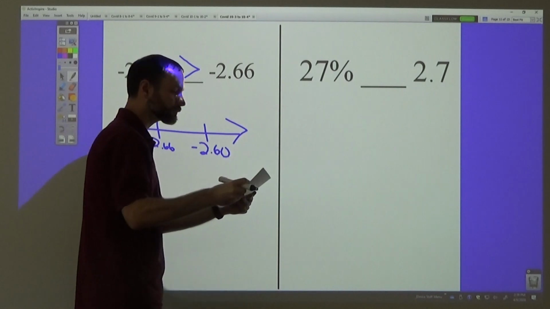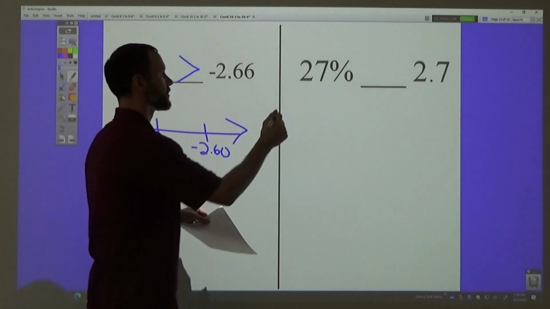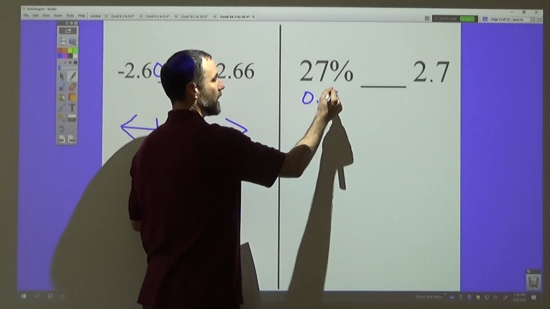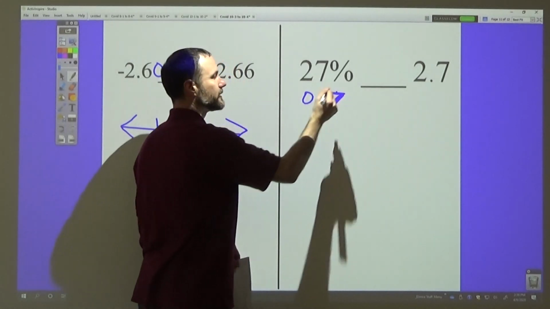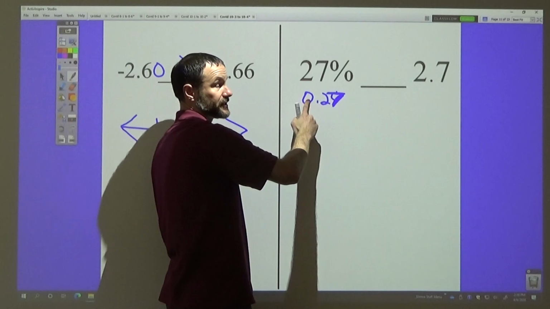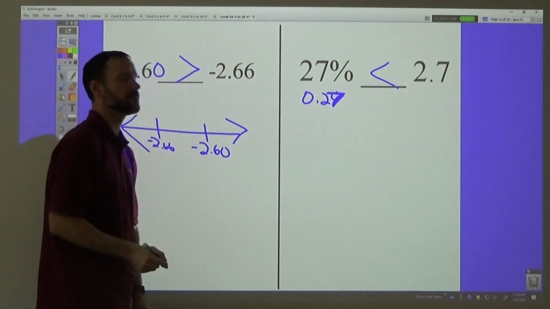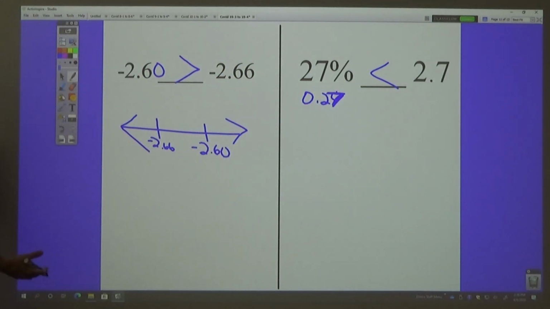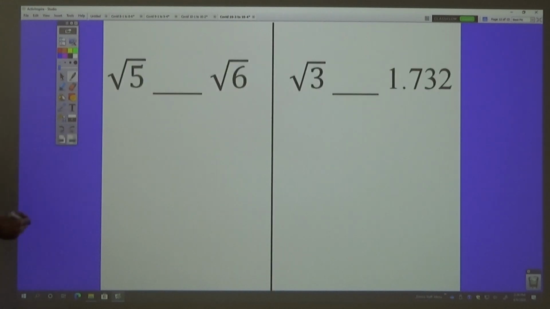27%. 27% is really 0.27. Well, 0.27 compared to 2.7, $2 is bigger than $0, so this is going to be less than. $2.70 is bigger than 27 cents.